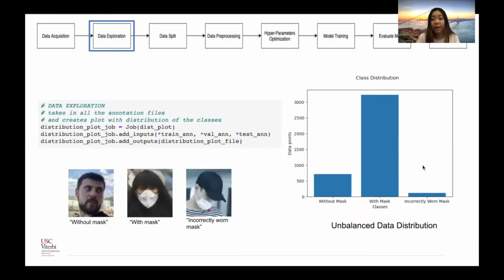And once we have our data, we can learn about the distribution of classes by adding the distribution plot job. And as a result of this job, our output is this graph here. And as you can see from this graph, our data is extremely unbalanced. We have a lot more images of people wearing a mask compared to images of people not wearing a mask or wearing their mask incorrectly. And so we have to account for this later on when we look at the final results of this workflow.